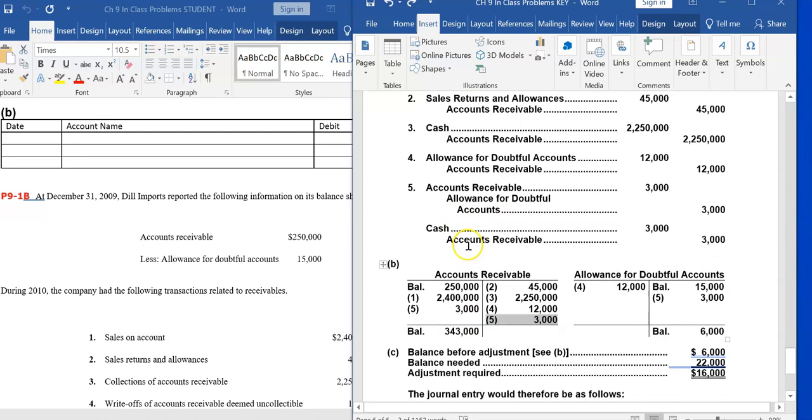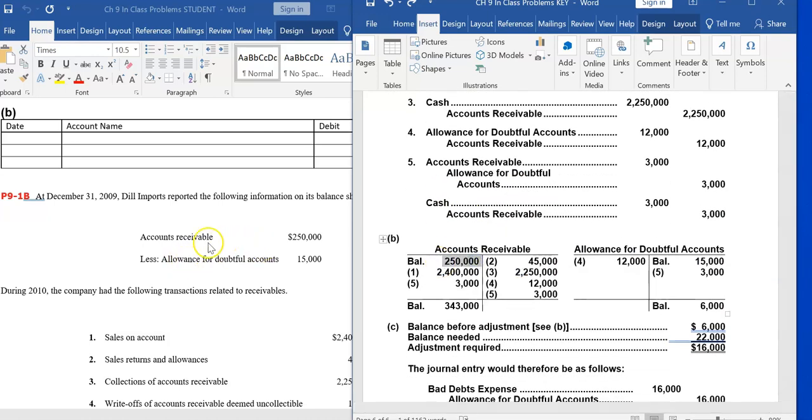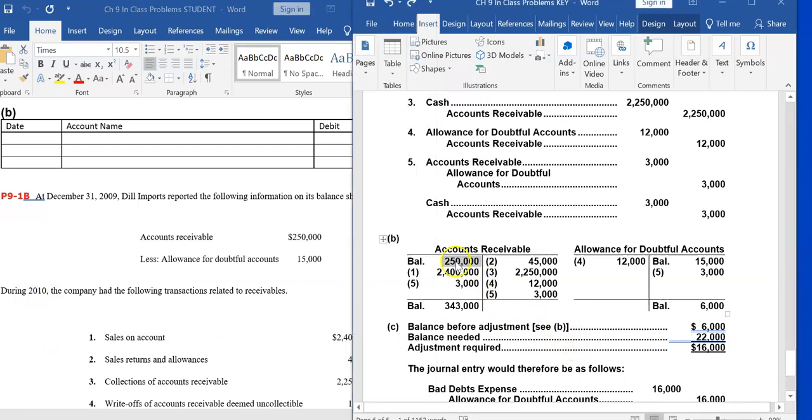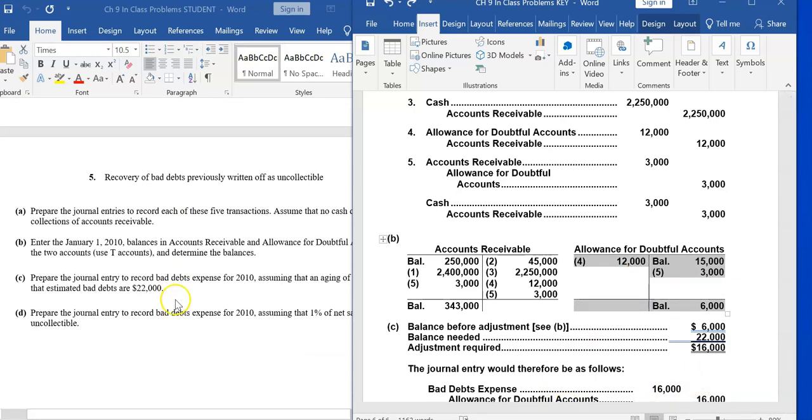Okay, so what we have now done is taken the beginning balance in accounts receivable at the end of 2009 became the beginning balance for 2010 and showed what happened during the year 2010. It was increased and decreased, leaving us with an ending debit balance of $343 in accounts receivable. And our allowance account started with $15,000 at the end of 2010. It was increased and decreased to get to an ending balance of $6,000. All right, so now we've got the balances in there at the end of 2010.